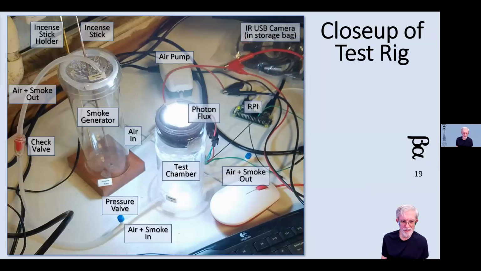So here's a close-up of just the core of the test rig, showing all the various parts and pieces with labels. And you can see my arc reactor, my photon flux there in the center. And on the left, you see the smoke generator. No smoke yet. We have some further pictures, but no smoke yet. This is before I started doing anything. And I'm using an inexpensive fish aquarium air pump to pump air into the smoke chamber to push the smoke out into the test chamber.